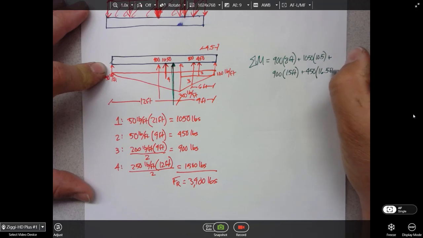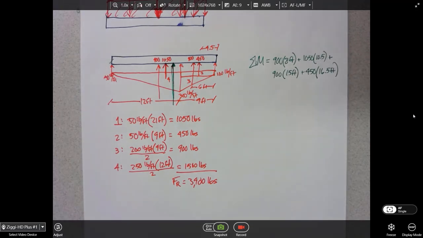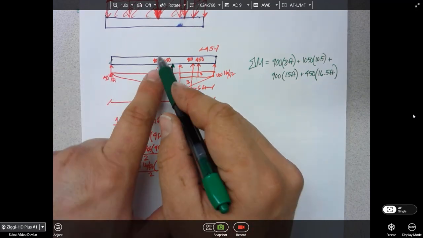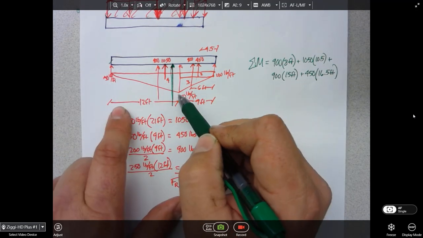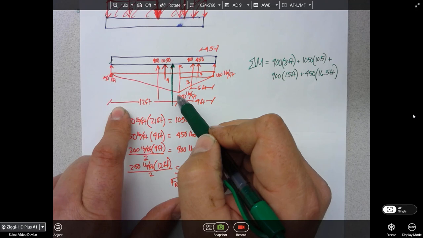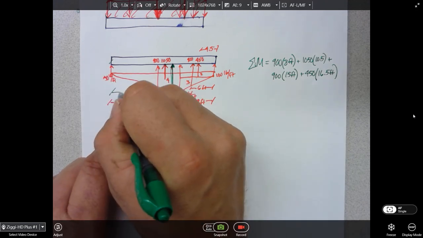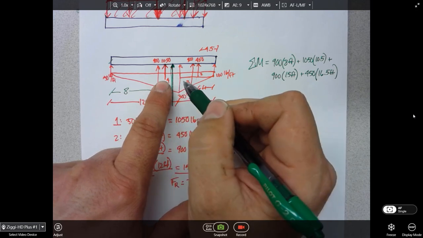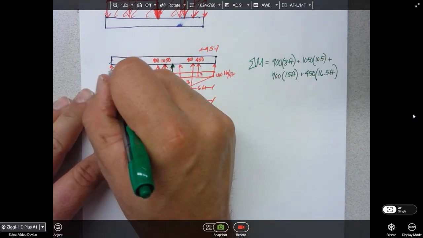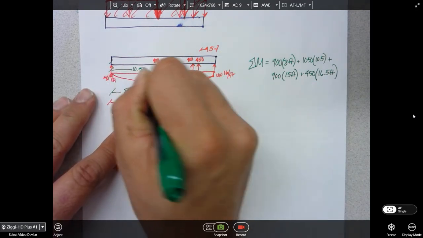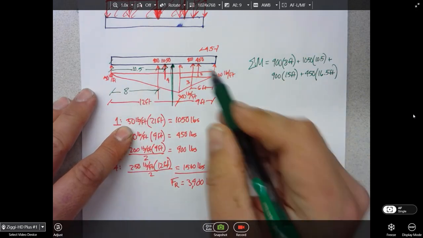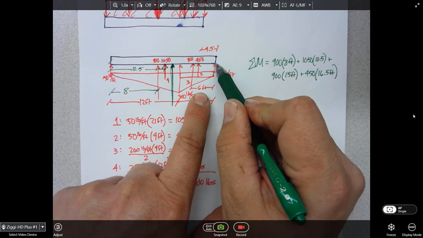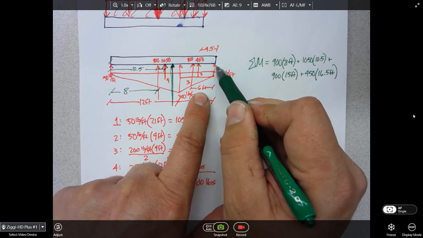Yeah. How are you getting all these distances? Well, because I know this one, the 900 is 1/3, 2/3 of 12 feet. So it's 2/3 gives me 8 feet right here. And then this one I know is smack dab in the middle of 21. So it's 21 over 2, which is 10.5. And then this one over here I have marked as being 6 feet from this end. So I'm taking 21 minus 6, because I know the whole length.